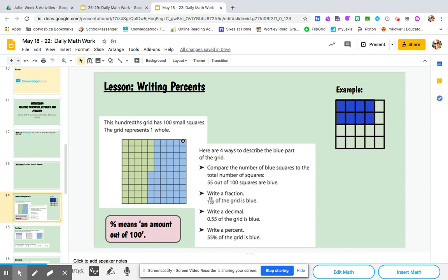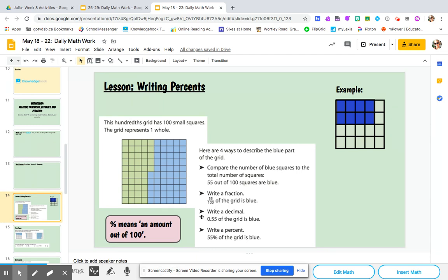We could just say this in words. We could say 10, 20, 30, 40, 50, 51, 52, 53, 54, 55. So 55 out of 100 are blue. We could then write this as a fraction, saying 55 over 100. So numerator of 55, denominator of 100 of the grid is blue.